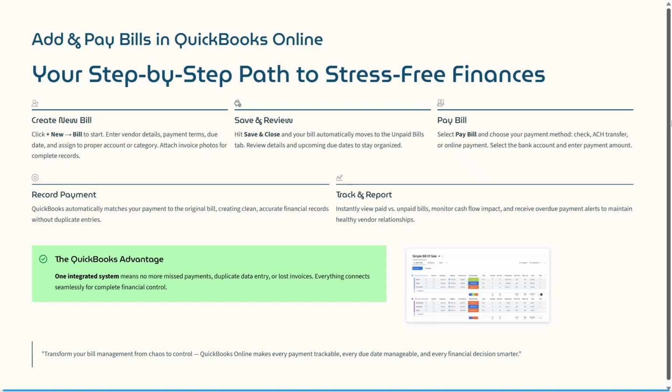The first thing we need to do is click on the New or the plus button, and then you're going to see a list. You're going to click on Bill. You then need to enter the vendor details, the payment terms, the due date, and you need to assign to proper accounts or a category. You then need to attach an invoice photo for your complete records.